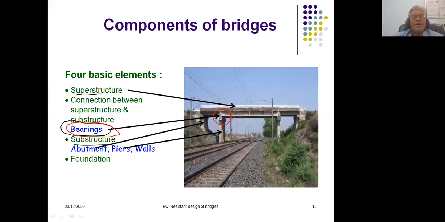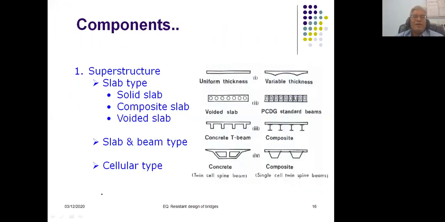If the bearing fails or does not perform its function, ultimately it will affect the superstructure and substructure. There is a burden on the superstructure and substructure. So that is why the bearing, of course, is a very small part, but a very important part in bridges. And the last part is the foundation on which it is going to rest. So basically it has four components: superstructure, bearings, substructure, and foundation.